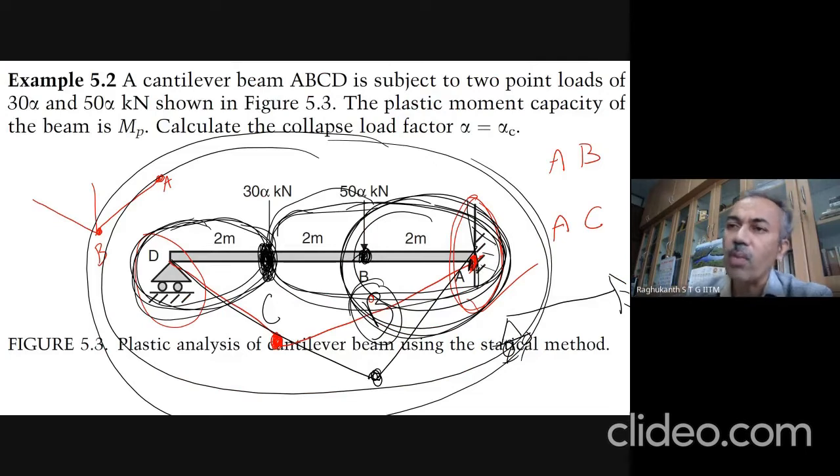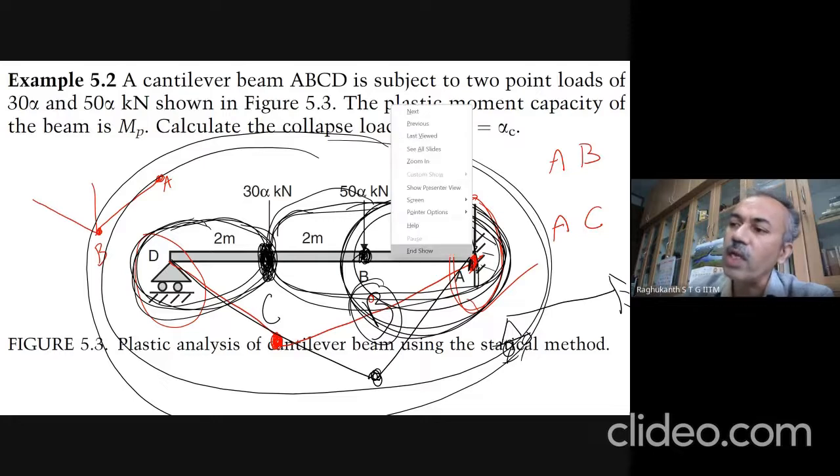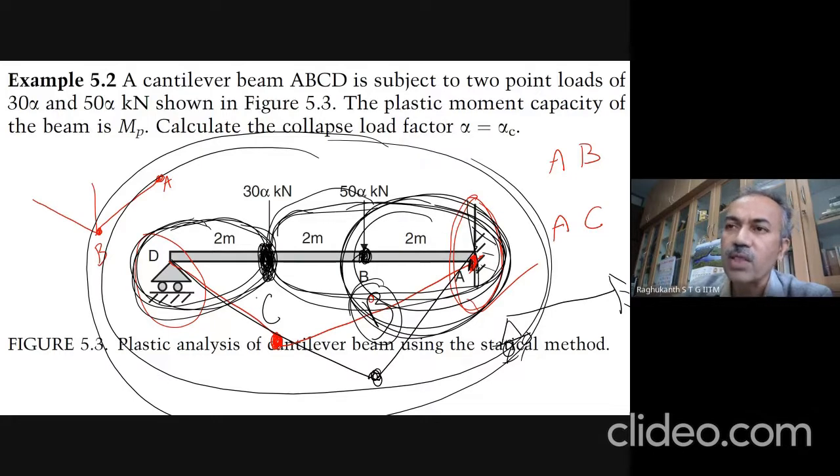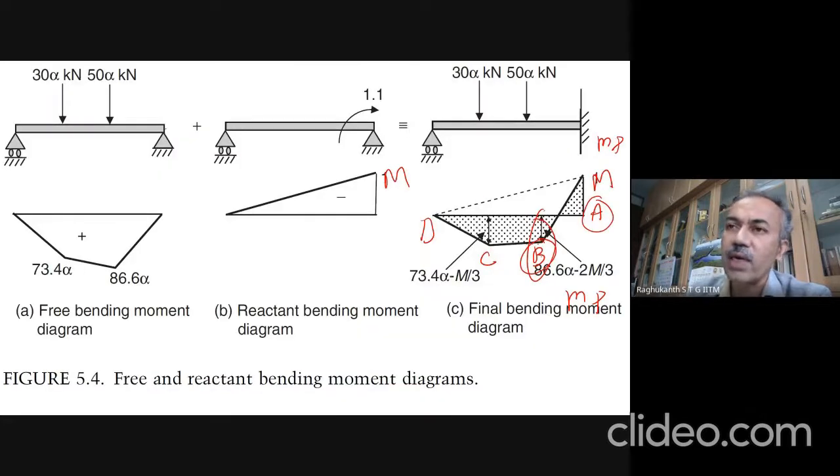And now this propped cantilever we have already seen, but there are two loads here. When you have two loads, only two hinges may be required. So you may have several mechanisms: one hinge may form at the fixed support, and one hinge may form at this load or this load. So you have to try all those possible cases itself, and then you can get the load.